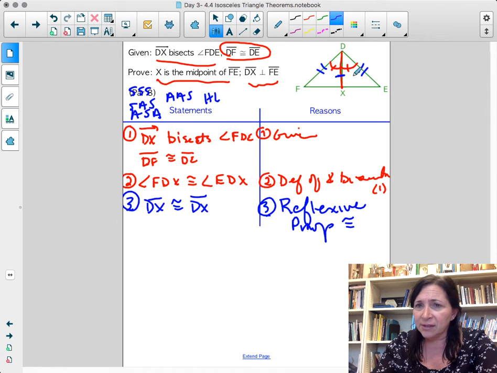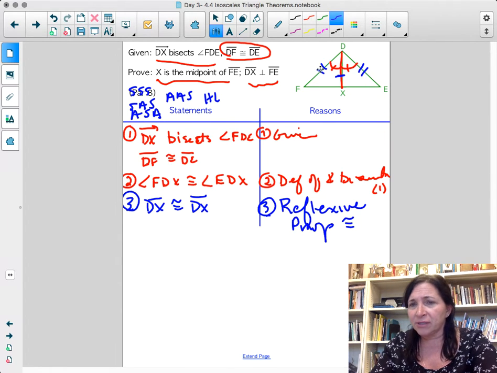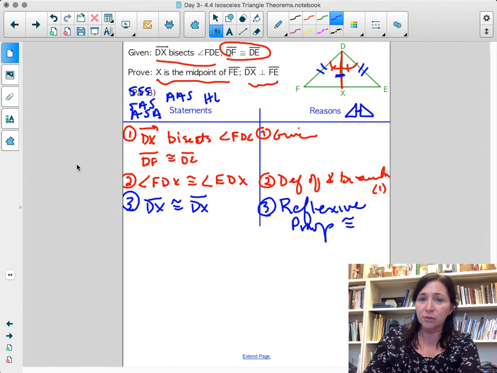In this case, these two triangles are congruent because I have a side congruent to a side, an angle congruent to an angle, and another side congruent to a side. This side, DX, is in both of the triangles. See, if I were to split those triangles up, do you see that? This length would be the same in both triangles. So that's why we can say that it's congruent to itself.